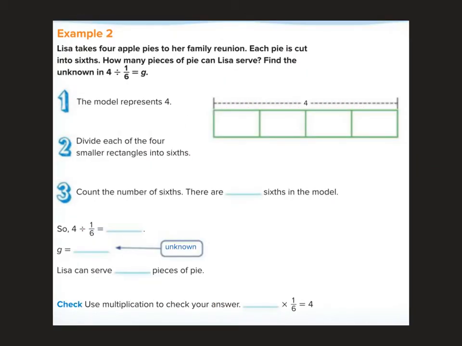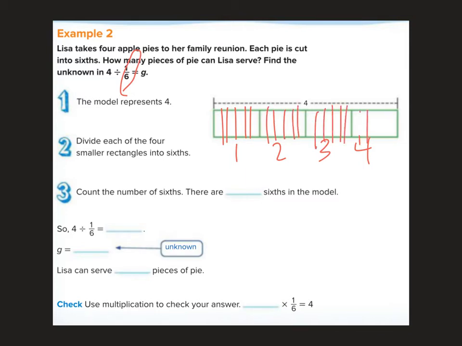Lisa takes 4 apple pies to her family reunion. Each pie is cut into sixths. How many pieces of pie can she serve? Find the unknown. So we have 4 boxes, 1, 2, 3, 4. And each of them should be cut into 6 equal pieces. 1, 2, 3, 4, 5, 6.